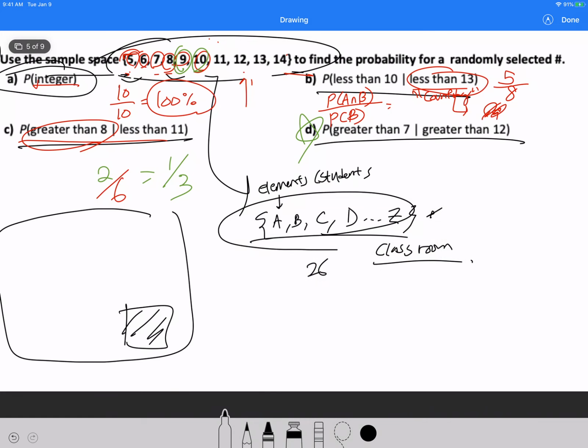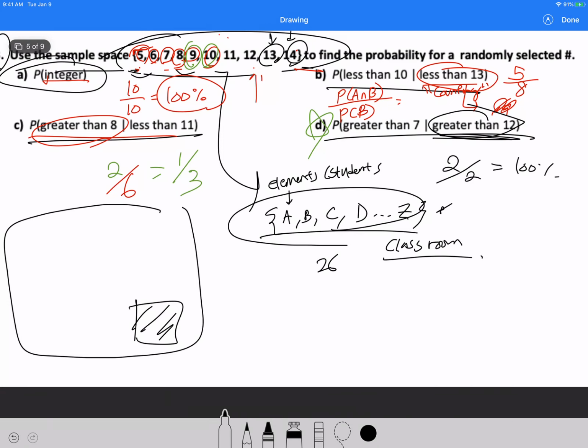Okay, so assuming you have it, greater than 12 means 13 and 14, out of these 2. How many of them are greater than 7? Well, both of these are still greater than 7, right? So it's actually 2 out of 2, which is 100%. So think about it. Out of the only numbers that are greater than 12, what's your probability of also being greater than 7? Well, these are 13 and 14. Are these also both greater than 7? Well, absolutely. So it's going to be 100% of the time that this statement will hold true.